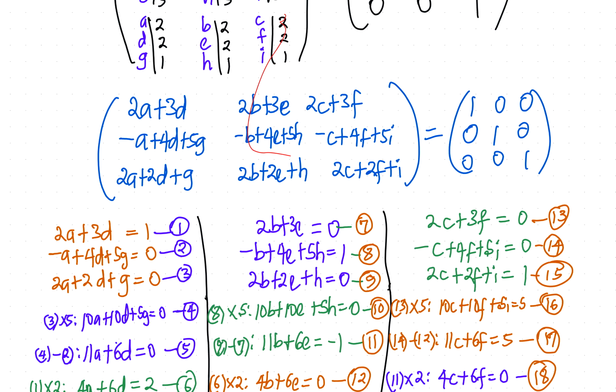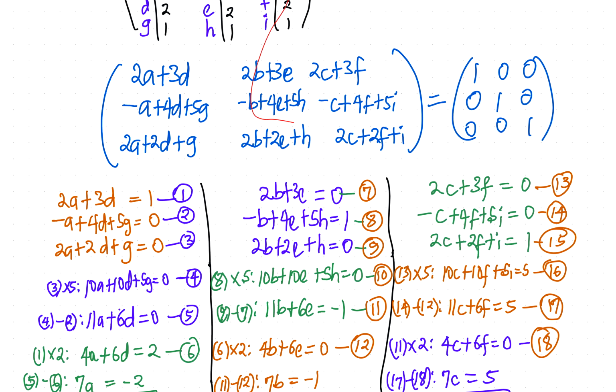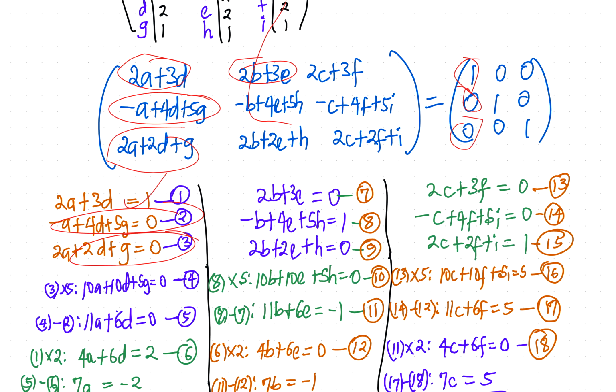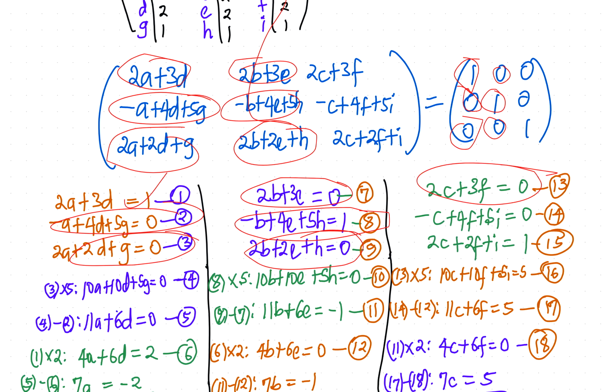So how do you establish these equations? You already know that. So 2a plus 3d is 1. Then minus a plus 4d plus 5g is 0. Then 2a plus 2d plus g is 0. Then you have 2b plus 3e is 0. Then minus b plus 4e plus 5h is 1. Then 2b plus 2e plus h is 0. Then 2c plus 3f equals 0. Minus c plus 4f plus 5i equals 0. Then 2c plus 2f plus i equals 1.